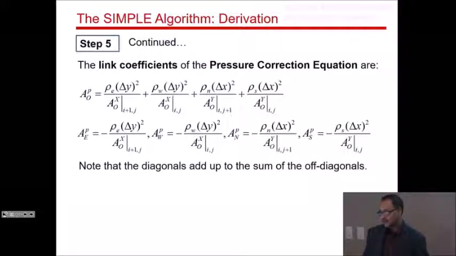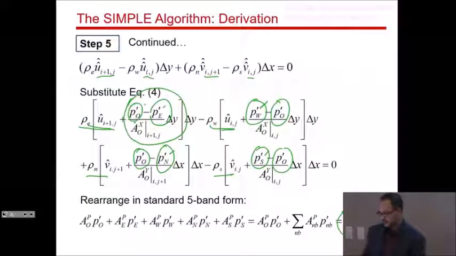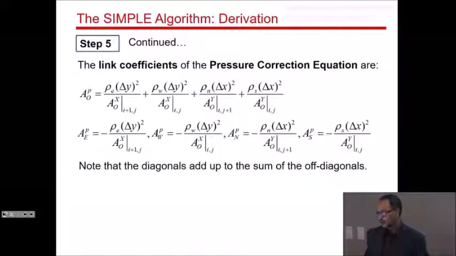Now notice that the diagonal in this case adds up to the sum of the off diagonals. Okay? If you go back to the previous iteration, every term that has a naught has a corresponding off diagonal subtracted from it. Everywhere. Which means that the diagonal will add up to the off diagonal. Now what does that indicate?